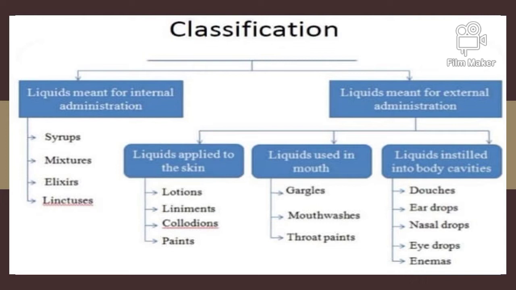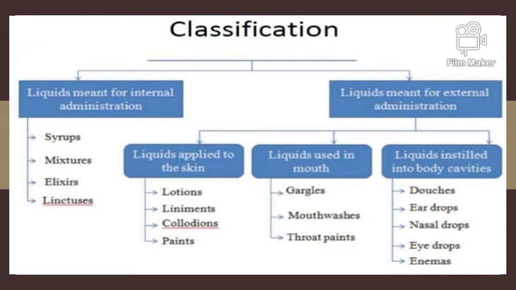Next is the classification of monophasic liquid dosage forms. It is divided into two types. First is liquids meant for internal administration, and the other is liquids meant for external administration. Under liquids meant for internal administration, they include syrups, mixtures, elixirs and linctuses. The liquids meant for external administration include liquids applied to the skin, liquids used in the mouth, and liquids instilled into the body cavity.